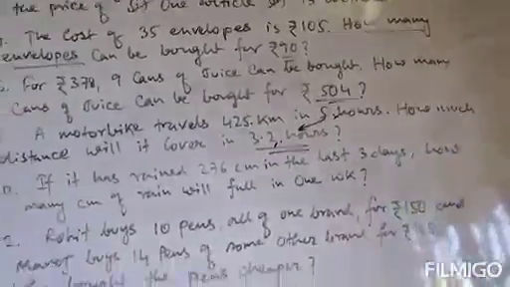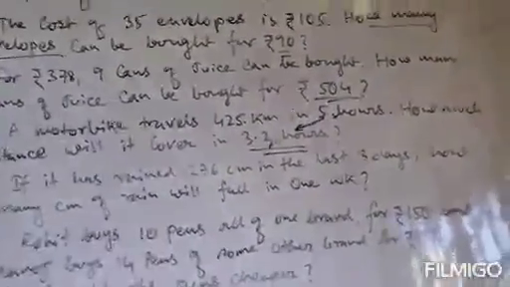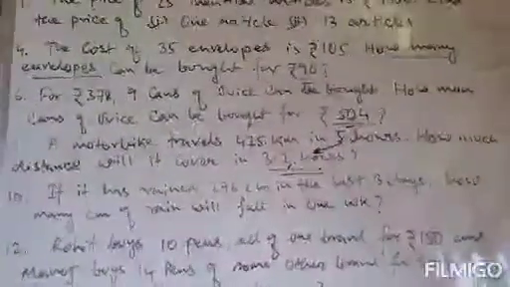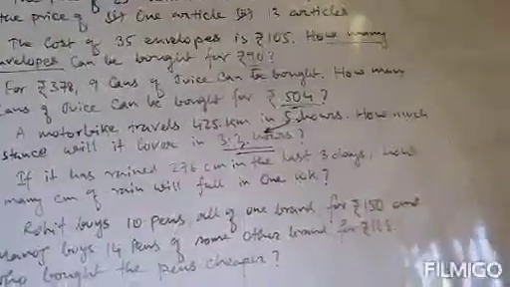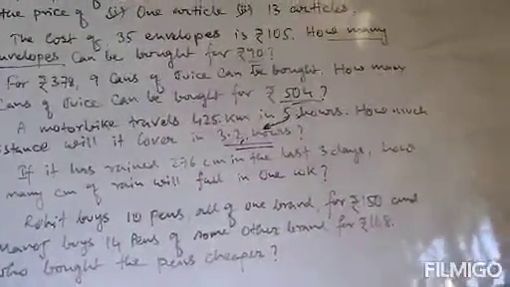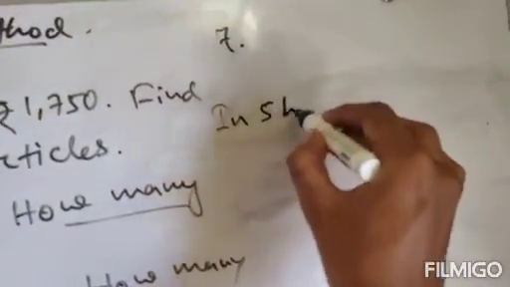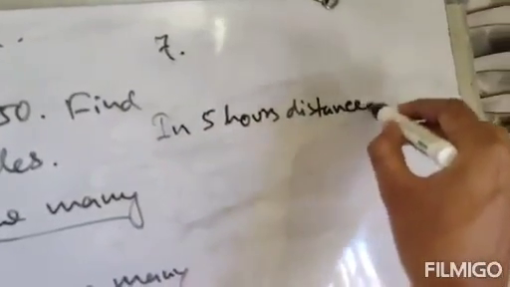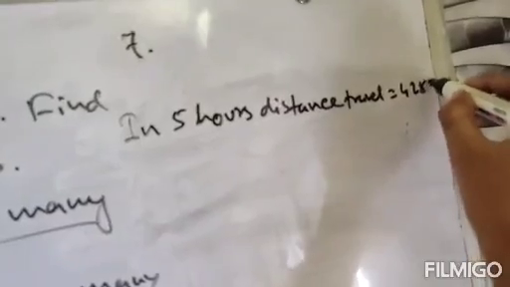But here we will first find how much distance the motorbike can travel in 1 hour. Then we will calculate how much distance it will cover in 3.2 hours. Because it is the unitary method, we need to first calculate the distance it travels in 1 hour. Then we will calculate the distance it will cover in 3.2 hours. Clear? So just write, in 5 hours distance travelled equals 425 kilometers.